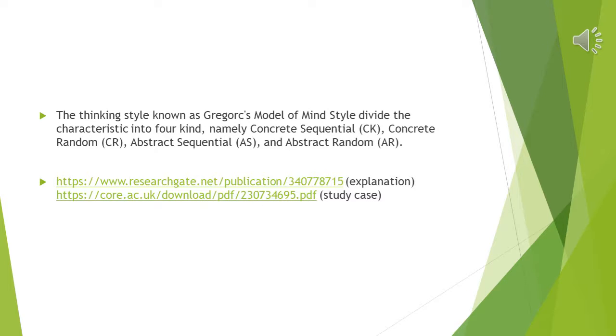Based on differences in perception and information management, Gregorc, who is a professor in the field of curriculum and teaching at Connecticut University, divides thinking styles, known as the Gregorc model of style, into four kinds: concrete sequential, concrete random, abstract sequential, and abstract random.